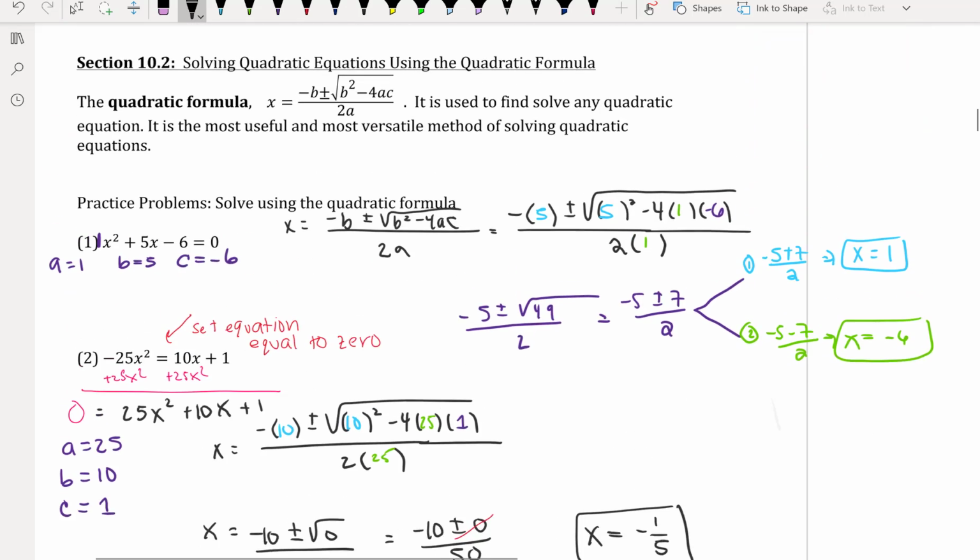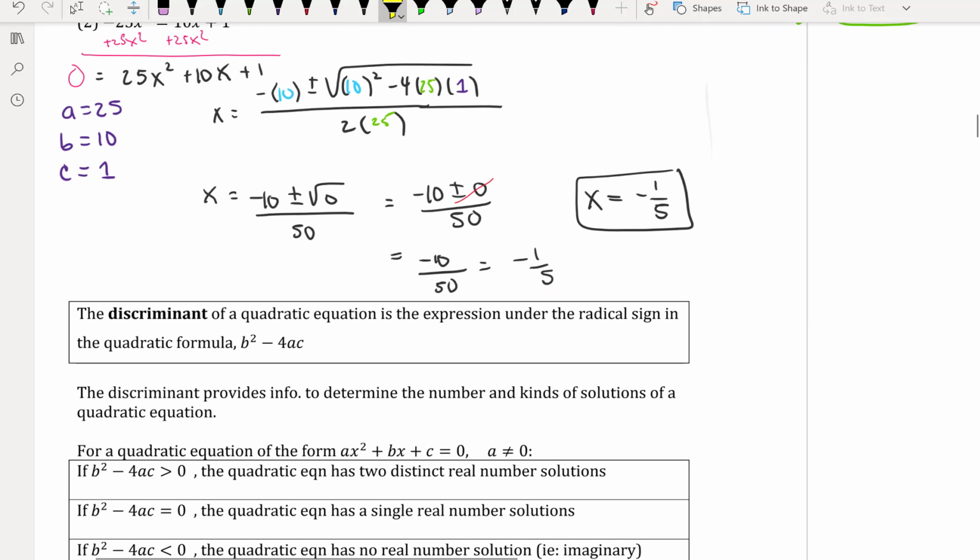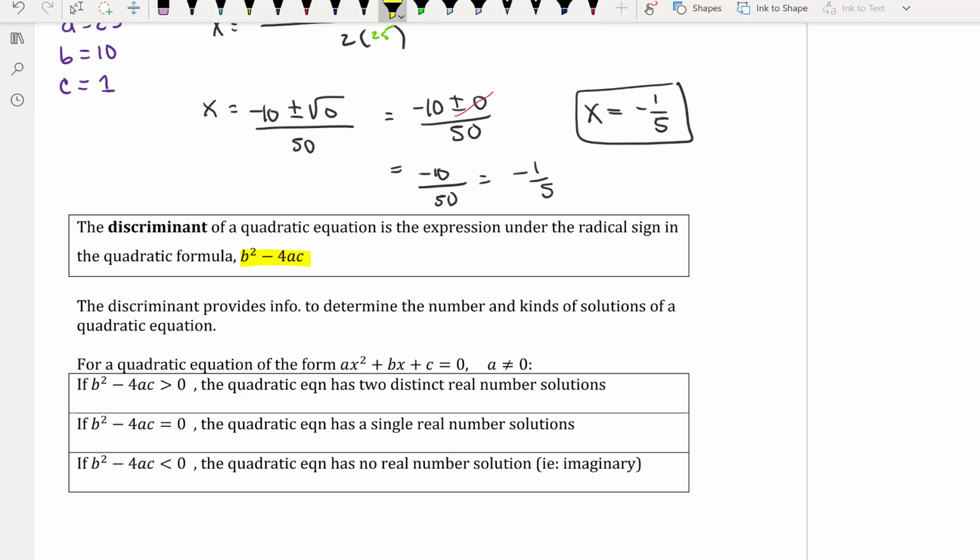So notice how the inside of the square root is this b squared minus 4ac. So that b squared minus 4ac, that stuff inside the square root, is called the discriminant, okay? So the discriminant is going to tell us how many answers we are going to have.